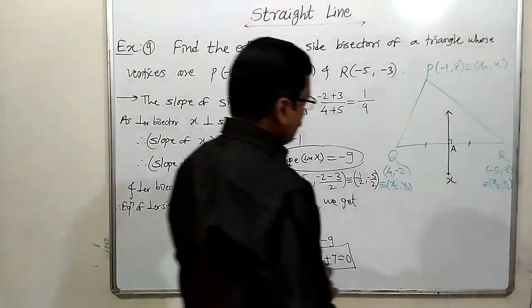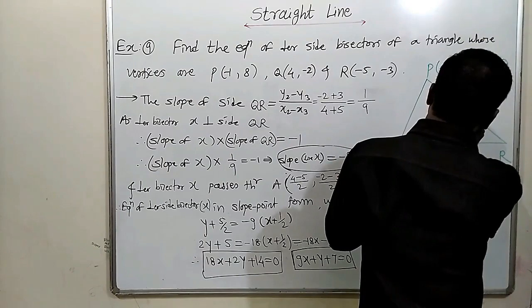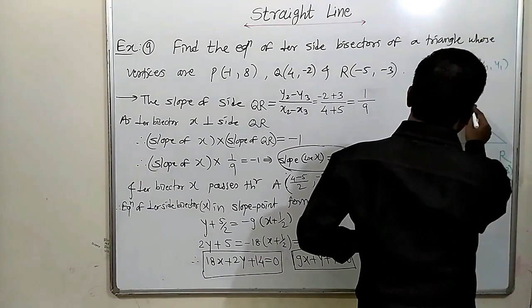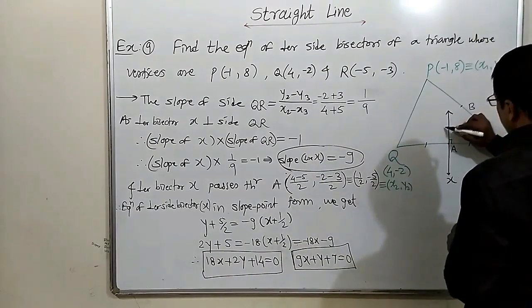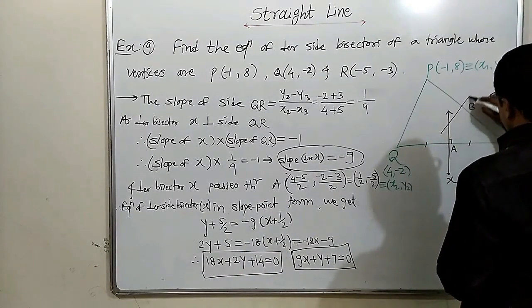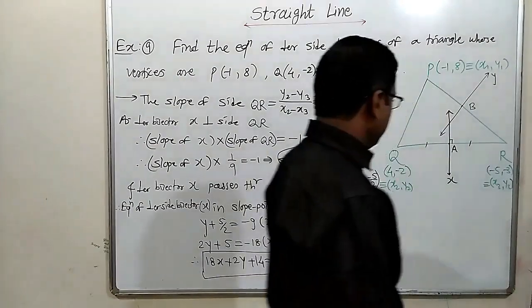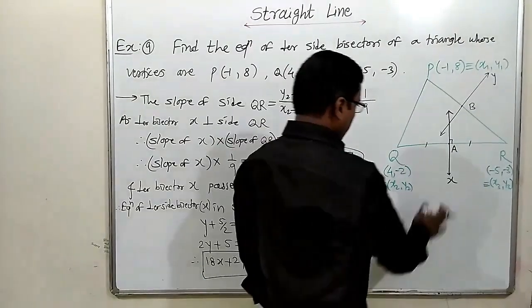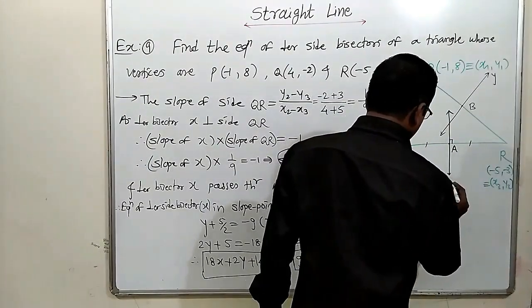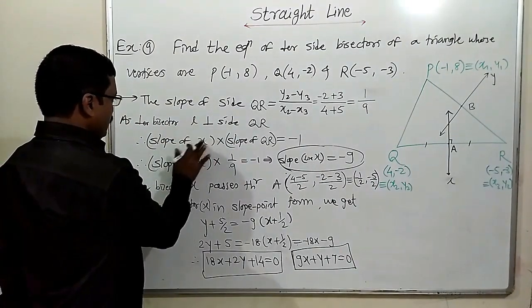In the second case, what to do? We have to find the midpoint of this side. Suppose B is the midpoint of side QR, and after that we have to consider a line which passes through B and is perpendicular to this. Instead of x, it will be convenient to take another letter because x and y are coordinates. So we will take here, instead of x, consider L.